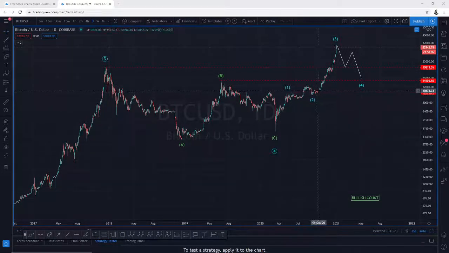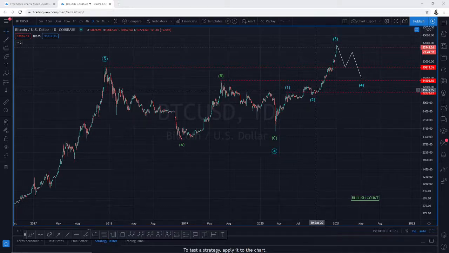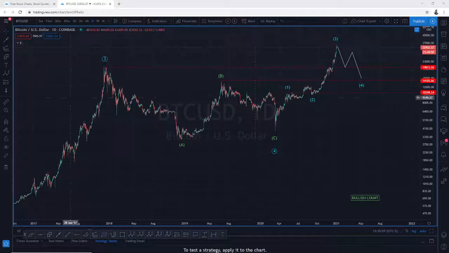Again, from an Elliott wave standpoint, one of the rules is that wave 4 cannot retrace beyond the end of wave 1. If that happens, then this whole count is invalid, which now brings us to our bearish interpretation.